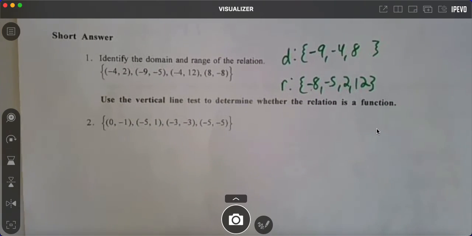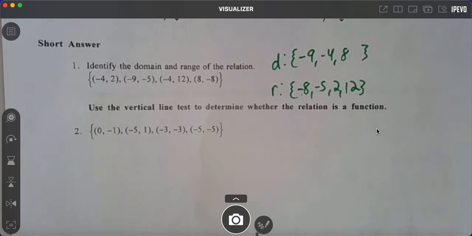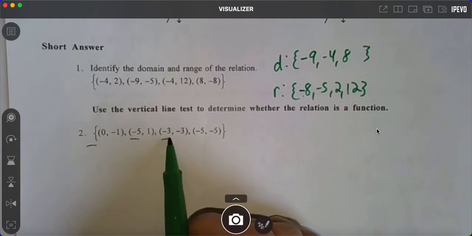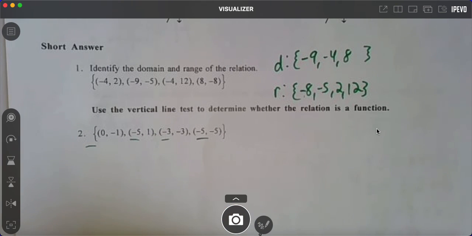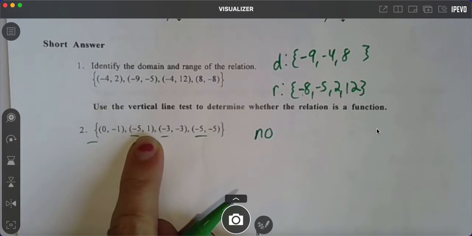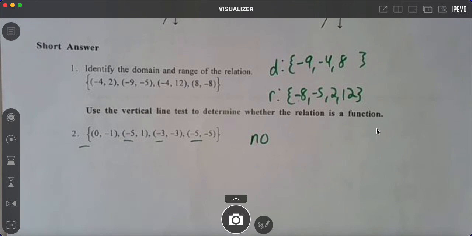Okay, vertical line test. Y'all, I wouldn't use the vertical line test, honestly. I would just see if any of my x values repeat. That's a little bit easier. Okay, so 0, -5, -3, -5. Is that a function? No. I thought you looked at the y value. No, the x values can't repeat. If you look at the x. So it's not a function because the -5 goes with a 1 and a -5.